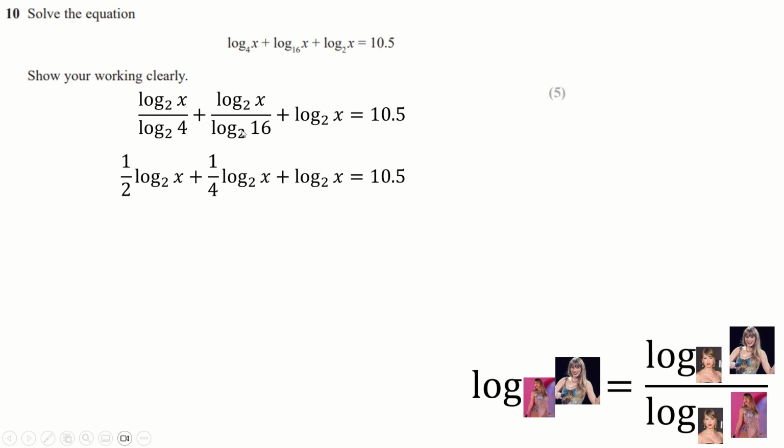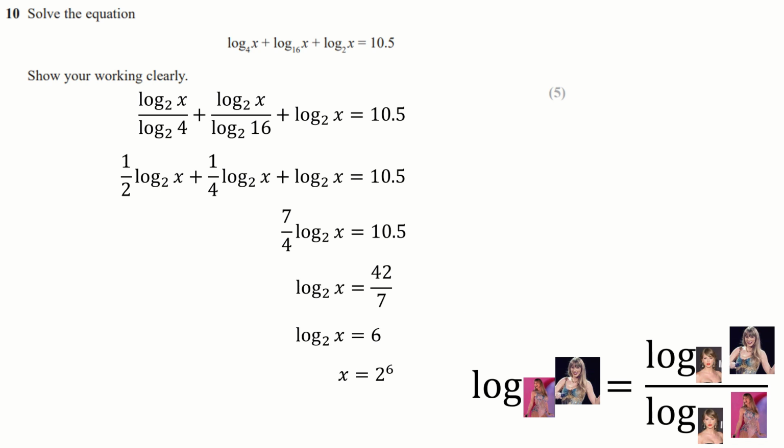and you end up with this. A quarter of this plus a half of this plus 1 of this is 7 over 4 of it. 10.5 times 4 is 42. Divided by 7 is 6. And then you just raise both sides to the power 2, and you get x equals 2 to the power 6, which I guess is 64.